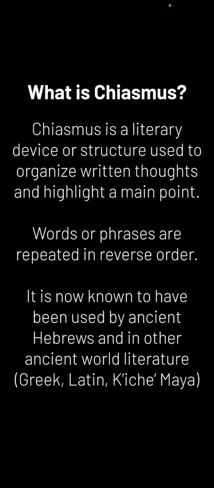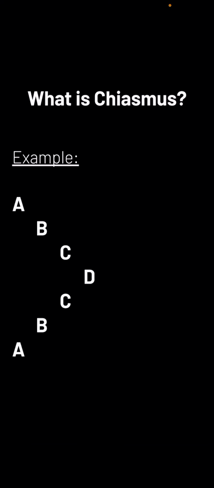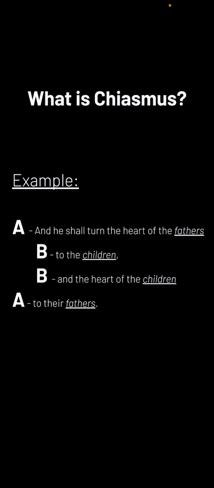What is Chiasmus? A literary structure used to organize written thoughts and highlight a main point, where words or phrases are stated and then repeated in reverse order. It is now known to have been used by ancient Hebrews. Here's an example of a verse from the Bible.